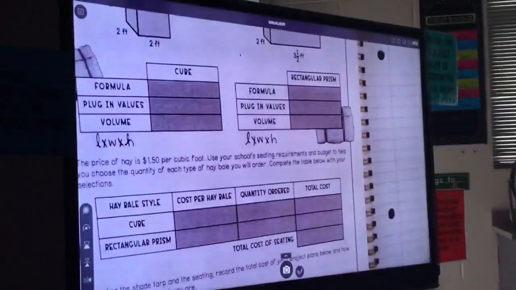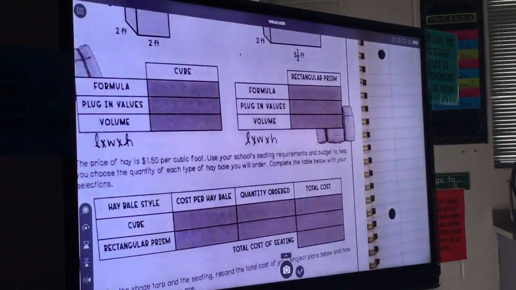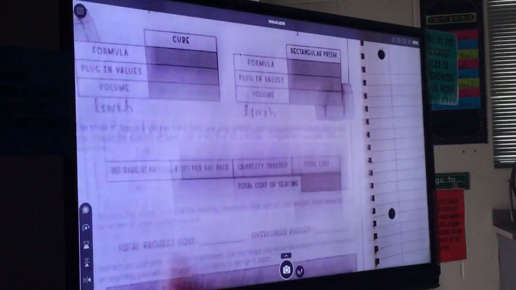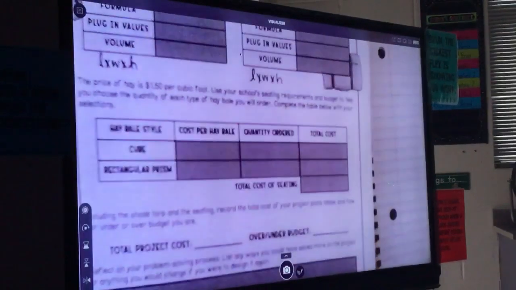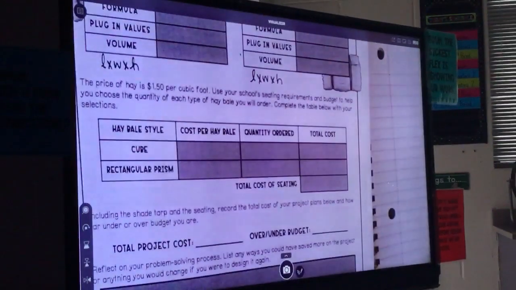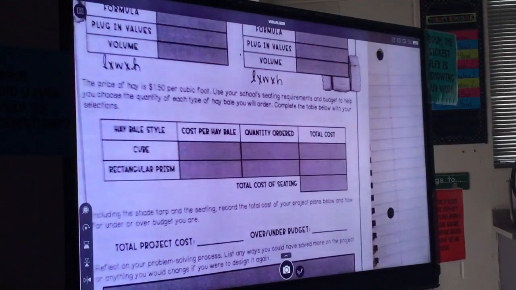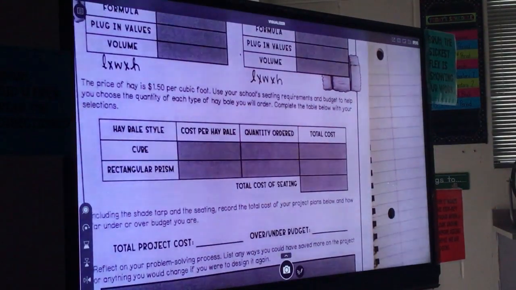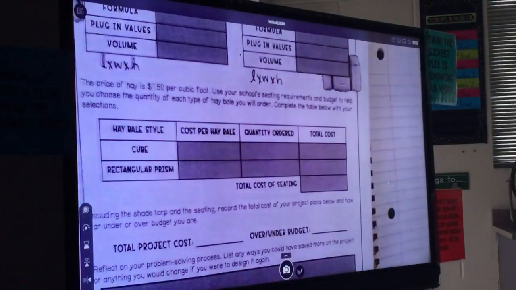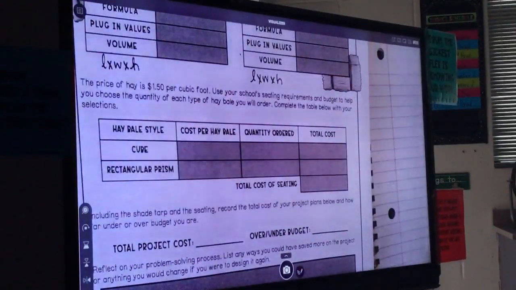And then, I'm trying to think. You have to write your total projected costs and whether you're over budget or under budget. Now, I'm going to allow you to use a calculator. I'm not going to ask you to do this all, because I'm not assessing your ability to multiply, divide, or subtract decimals. I'm assessing you on your ability to find area and surface area.